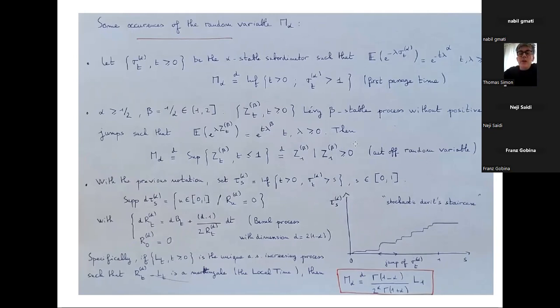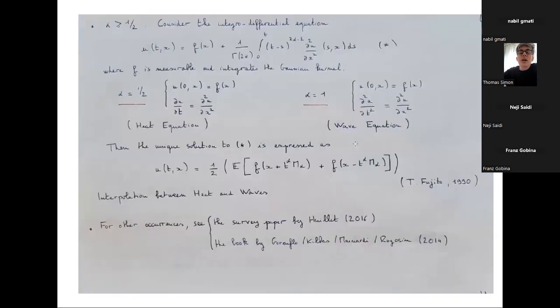So next slide, please. So now I wanted to mention another occurrence of the Mittag-Leffler random variable, which is probably less well known. The connection is made with a certain integral differential equation, which interpolates between the standard heat equation, which corresponds to the case alpha equals 1/2, and the wave equation, which corresponds to the case alpha equals 1.